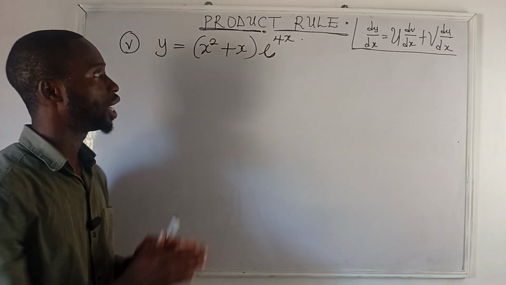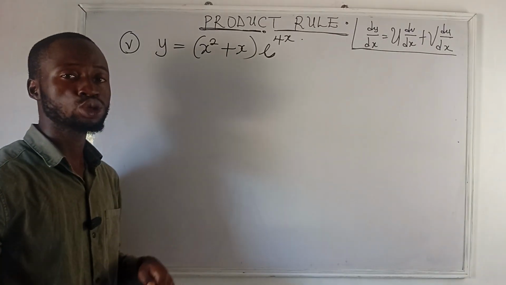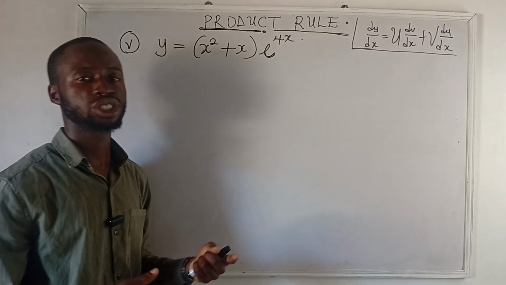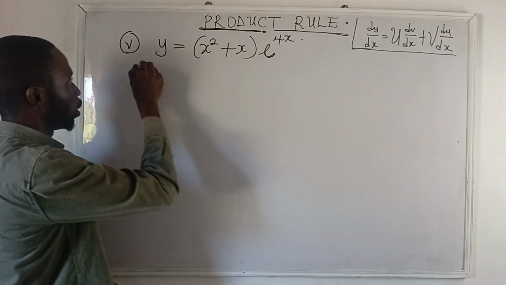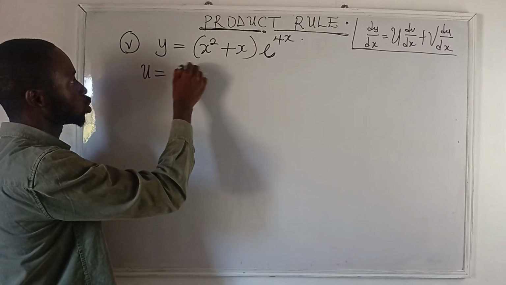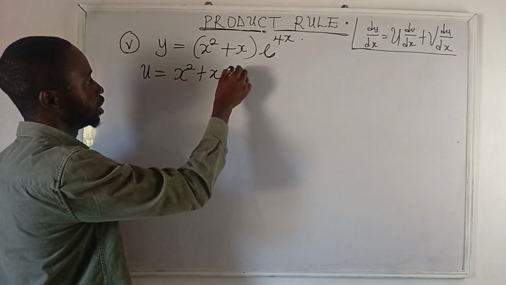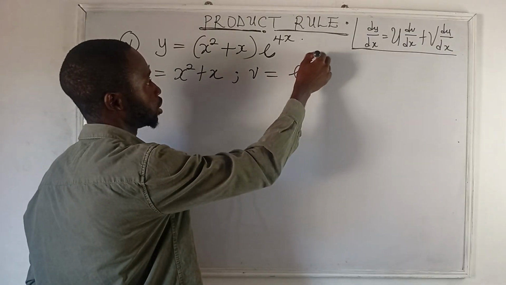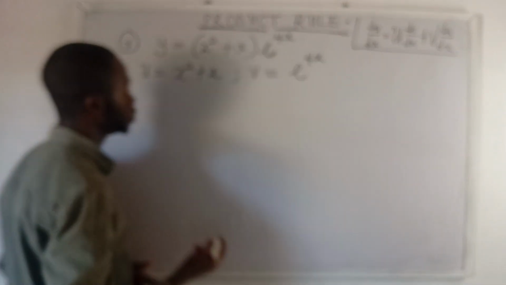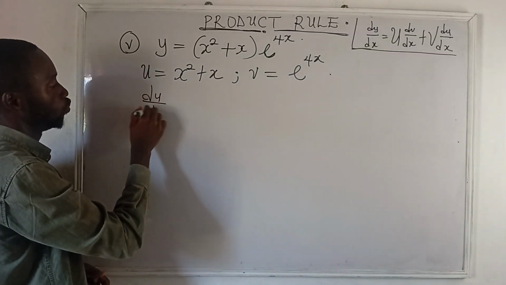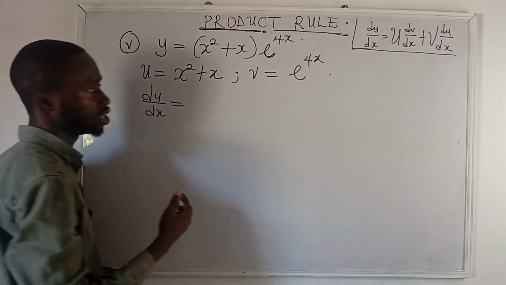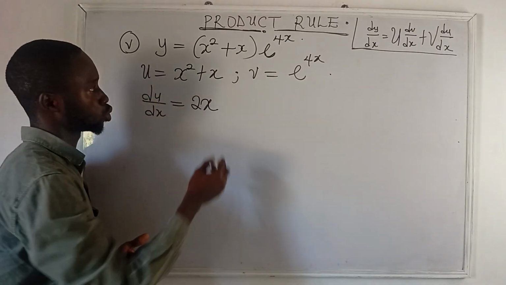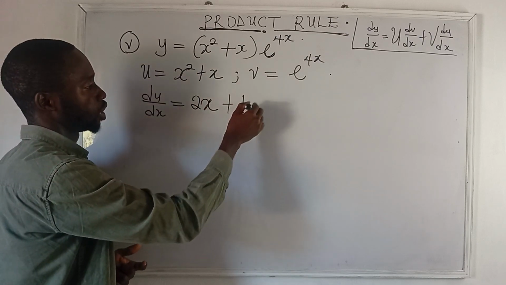For our last question, we have this. If you also observe, we have a different kind of function, and here we have an exponential function. So our u will give us x squared plus x, then the v will give us what? e raised to the power of 4x, right? So let's find the du dx. So the du over dx, if we differentiate this, that will be 2 times x, that's 2x, plus 1. When we differentiate x, we have 1.